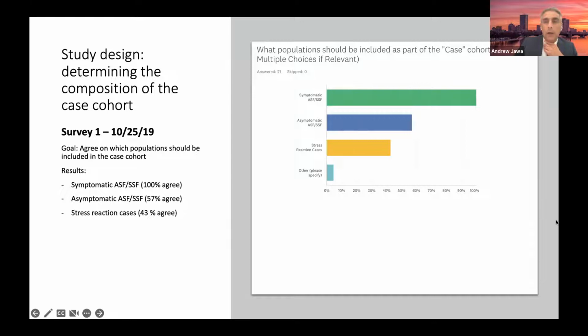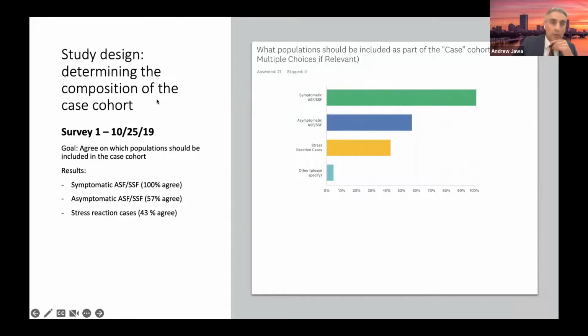This is an example of one that was really difficult. Actually, this was one of the ones that in these meetings at the AOS, we could not agree upon, and sort of the loudest person in the room won. It's hard to figure it out. So who was going to be part of this cohort? We got 100% agreement that symptomatic stress fracture should be part of it. What about asymptomatic? We didn't get consensus on that. We got 60%. What about stress reaction cases? Patients who had no objective finding, but tenderness along the acromion. We didn't get consensus on this.